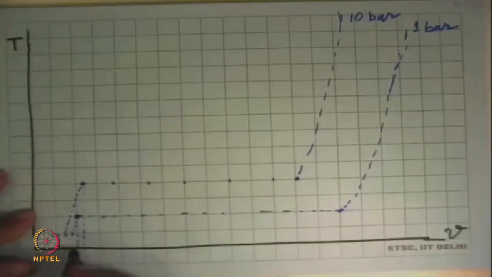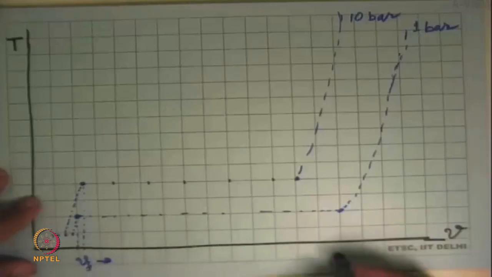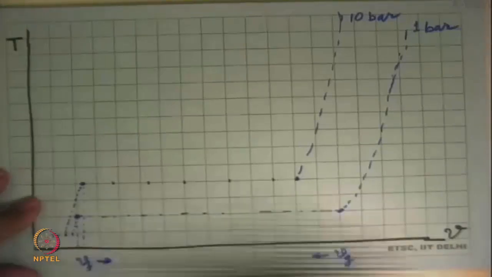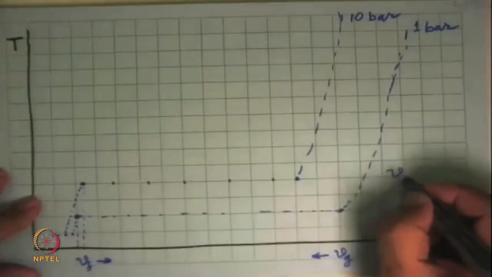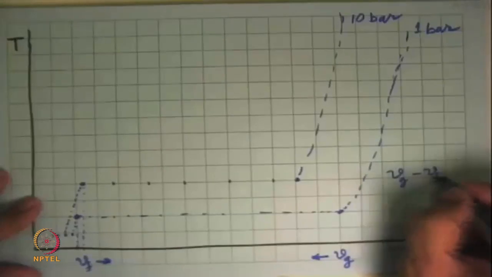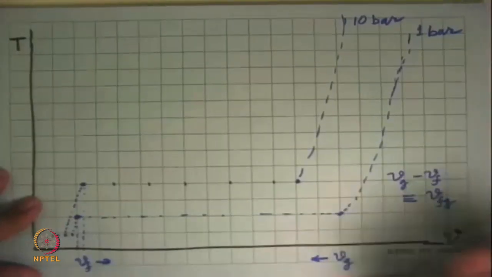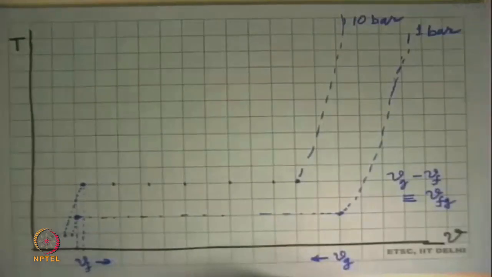Vf moved, became bigger. Vg decreased in quantity. The difference of these two, Vg minus Vf, this is often referred to as Vfg. And similarly for specific entropy, specific enthalpy, and specific internal energy.